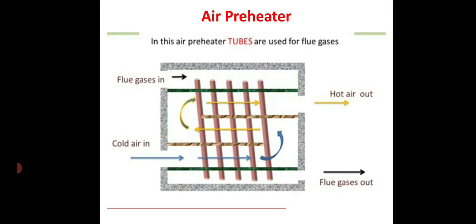The next boiler accessory is the air preheater. In this air preheater, tubes are used for flue gases. The air preheater is used to recover the heat from exhaust flue gases. It is installed between the economizer and chimney. The air required for the purpose of combustion is drawn through the air preheater, where its temperature is raised. It is then passed through the ducts to the furnace.